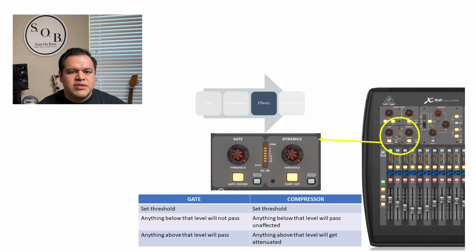Compressor is almost the opposite. You also set a threshold, but it is meant to attenuate sounds that are above that threshold. When you start going beyond that limit, it'll start to lower its volume. So compressors are very powerful.